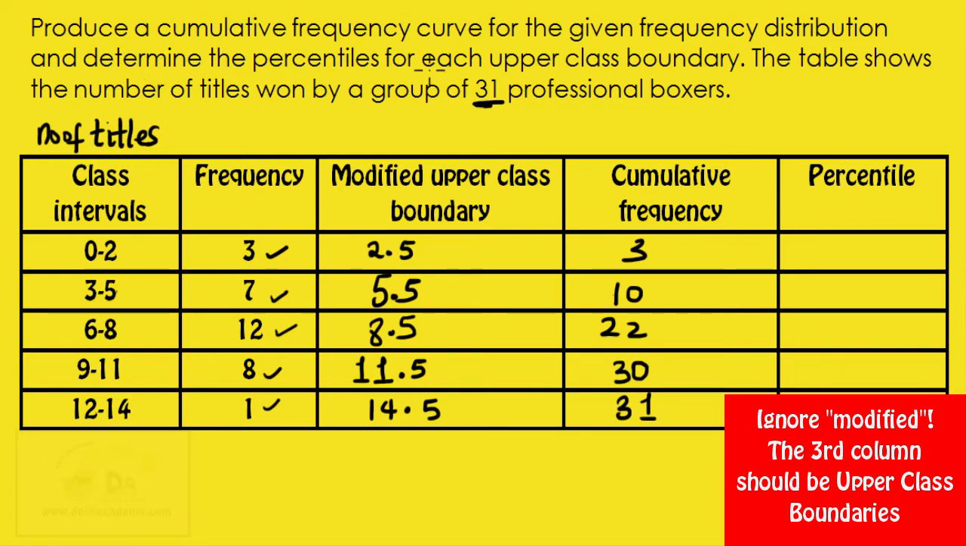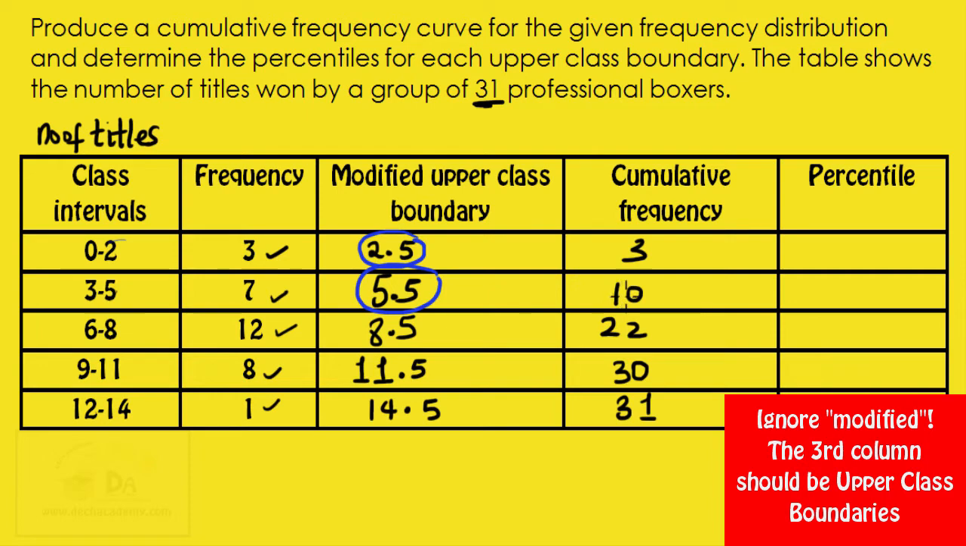Now to determine the percentiles for each upper class boundary, let's start with this upper class boundary of 2.5. Remember, we're talking about the number of titles won by certain boxers, and we put them into intervals. The cumulative frequency of 3 corresponding to this upper class boundary tells you that there are 3 occurrences that fall into this interval. So to put this into context, there are 3 boxers that have won titles between 0 and 2 in number.